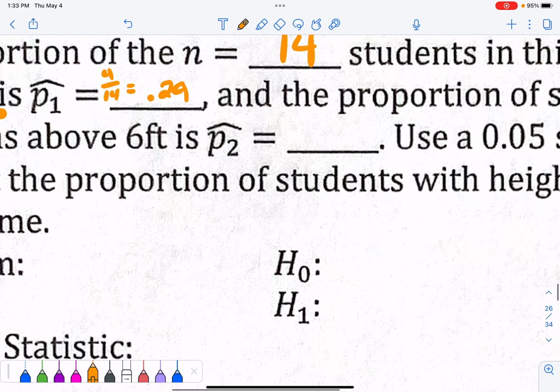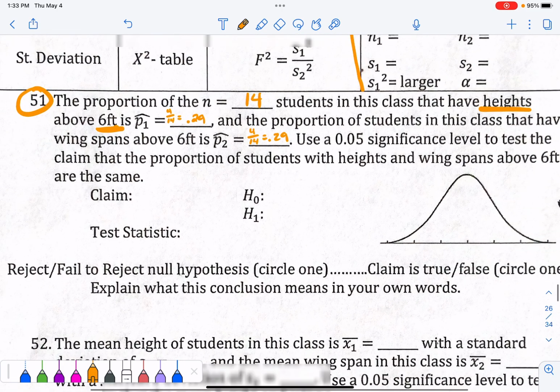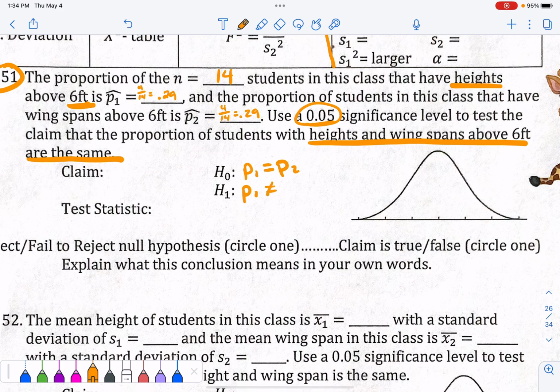Okay, same thing with wingspan above 6 foot is 4 out of 14, which is also 0.29. And what I'm saying here for our claim, use a significance level of 0.05 to test the claim that the proportion of students with heights and wingspans above 6 foot are the same. So we're saying that P1 is equal to P2, okay? Or P1 is not equal to P2. Sometimes they'll say greater than or less than, but this one's just a not equal to, okay?